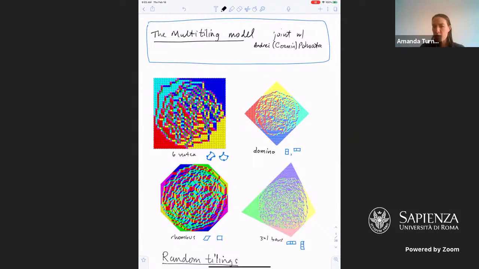Okay, and so that brings me to the introduction. We're very happy this week to have Richard Kenyon from Yale speaking on the multi-tiling model. Thank you.